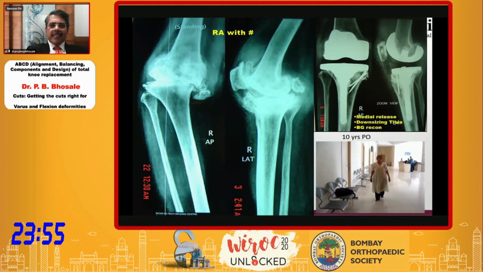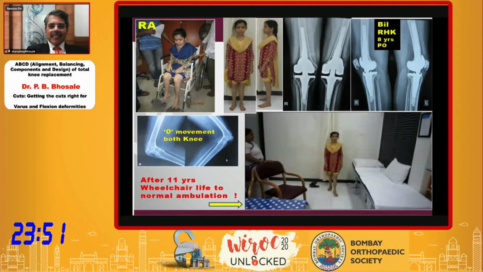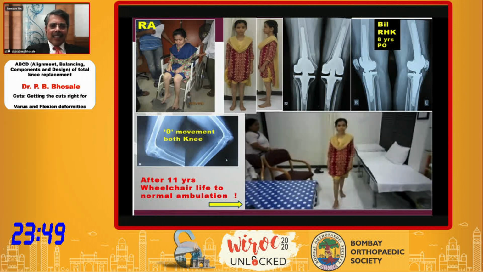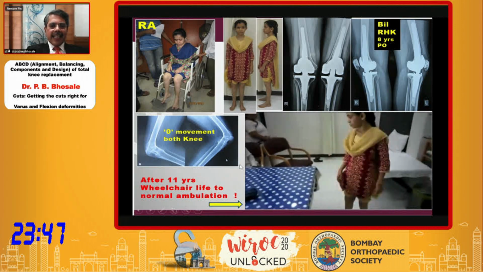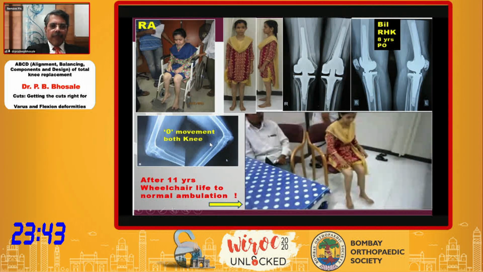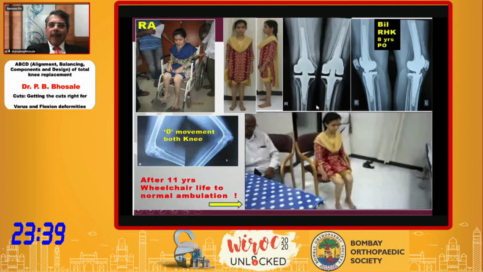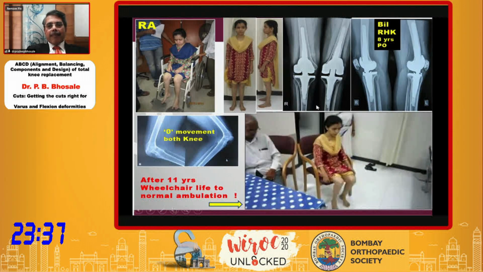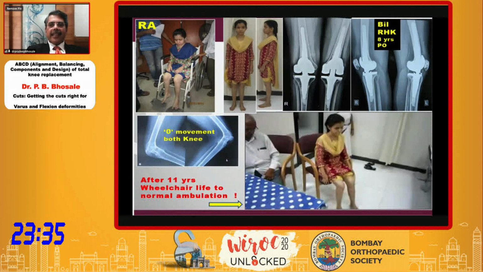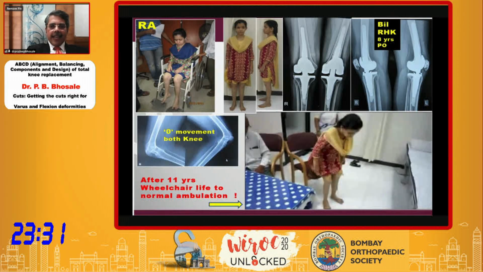And these severe deformities can be easily corrected. And this is a museum case, 90-degree flexion deformity, rheumatoid and bony fused. After 11 years she is walking, and bilateral. Whenever there is a mismatch you need a constraint, and we used a rotating hinge, and she's got 8-year good follow-up.